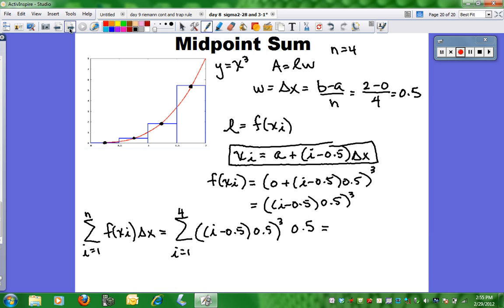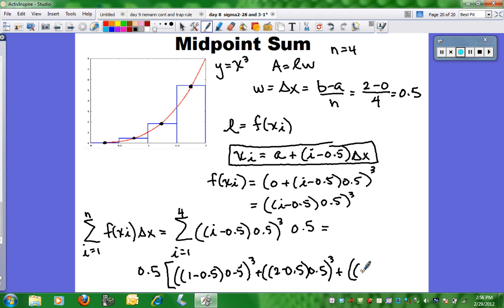Okay, so you're going to have that 0.5, and we're going to pull it out again because it gets multiplied to every single one. I was going to be lazy and not do it, but I'm going to do it. 0.5 cubed plus 2 minus 0.5 times 0.5 cubed plus... I'm going to run out of space. But I think you understand the pattern, I hope by now.